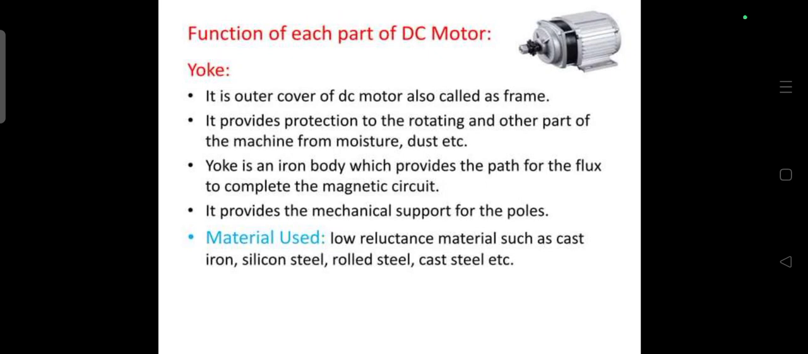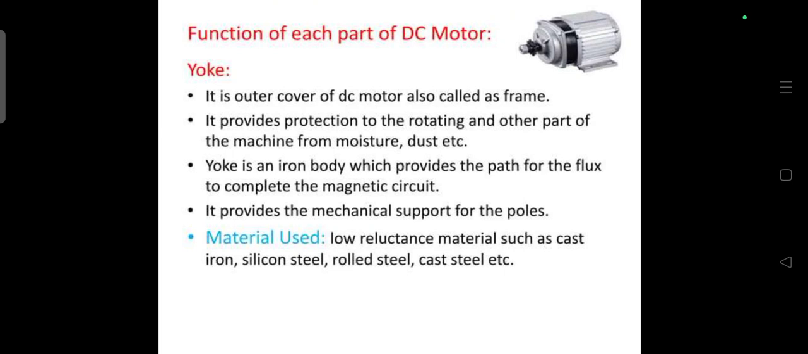Then the DC motor's main part is the yoke. It is the outer cover of the motor, otherwise called the frame. It provides protection to the rotating and other parts of the machine from moisture and dust, etc. It is made up of an iron body, which provides the path for the flux to complete the magnetic circuit. It provides the mechanical support for the poles. Poles means magnetic field coils. That is called the poles.